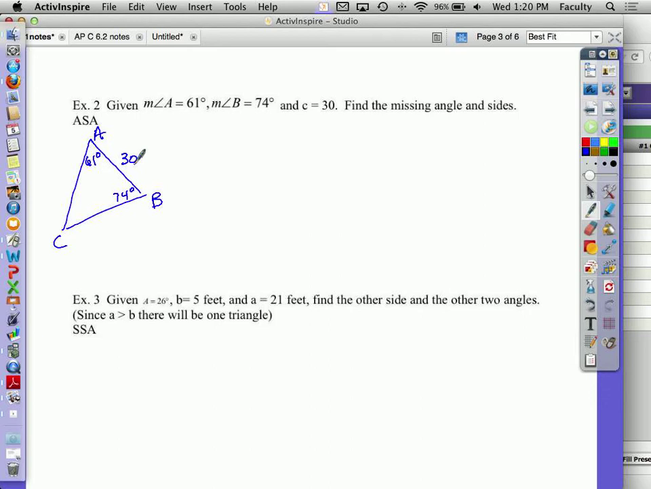Before you begin the problem, you need to identify, do I have angle, side, side; side, angle, side; what do I have? So can you tell that what's different between example 1 and example 2 is the side is in between the two angles. So that's why it's angle, side, angle, one triangle, I'm good to go. So angle C, you add up 61 plus 74, subtract from 180. And then you can do law of sines. So I'm going to go ahead and find side B first.